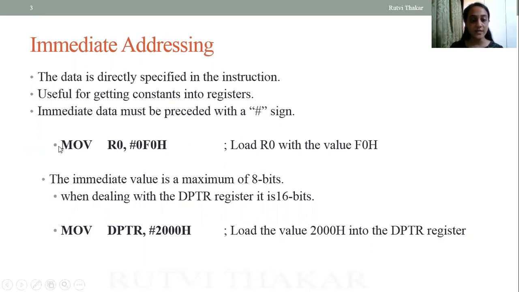Let me tell you this example. MOV is a simple instruction for a move of the data. R0 is the register which we have selected, and #0F0. This is the way we'll be writing the data. So what will happen in this instruction is R0 will be loaded with the value F0 hex.